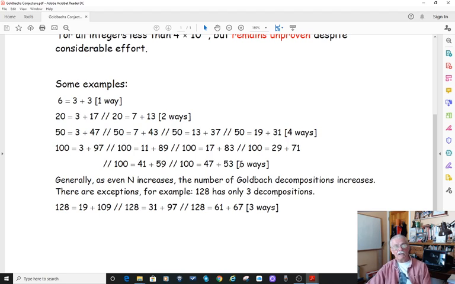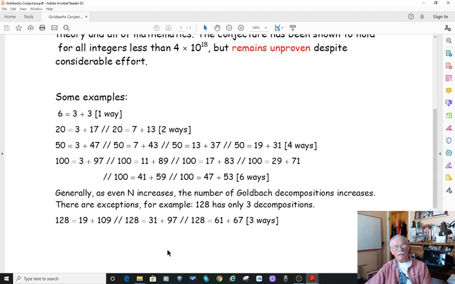100 can be written in 6 ways. Generally, and a lot of research has been done about this, as n increases, the number of Goldbach decompositions, I'm calling it, increases, but there are exceptions. So 100 can be written in 6 ways, 128 in only 3 ways, the sum of these 3 pairs of primes. So that's something to think about.